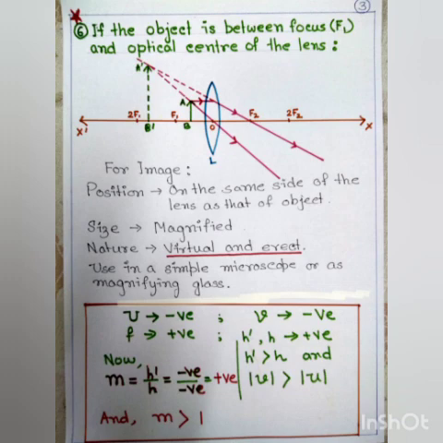Now our next condition, if the object is between the focus, that is f1, and the optical center of the lens. Now here the position of the object AB is in between optical center O and the first principal focus f1. Now see, the refracted rays diverge from each other after refraction. Therefore, they will never meet on the other side of the lens, but they will appear to meet on the same side as that of the object.